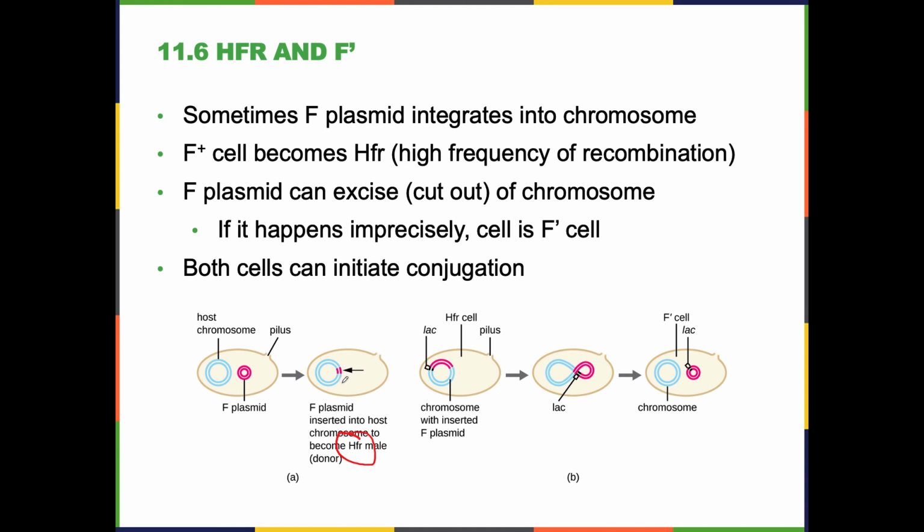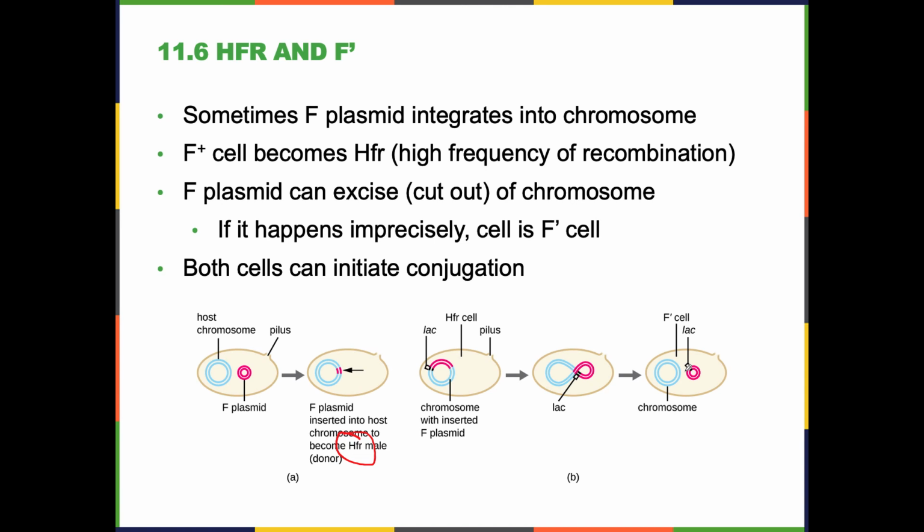Now, when DNA can go into things, it can also go out of things. Excise is what we call it. Sometimes when that happens, the cut is a little bit imprecise, because it didn't happen quite well. So you can actually have a case, and this is what we call an F-prime cell, where we have the plasmid. It took a little bit too much chromosome in this case, oops. But once again, it can initiate conjugation.